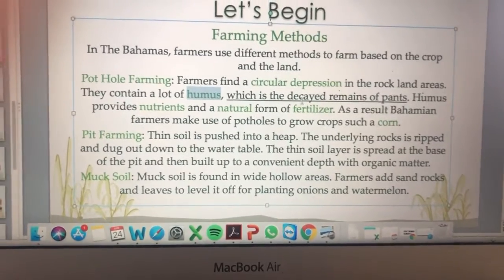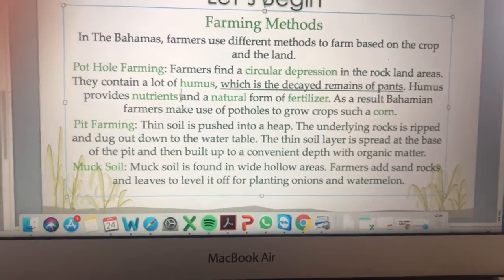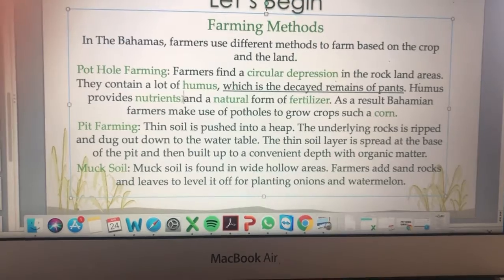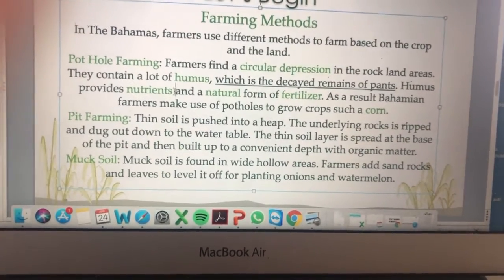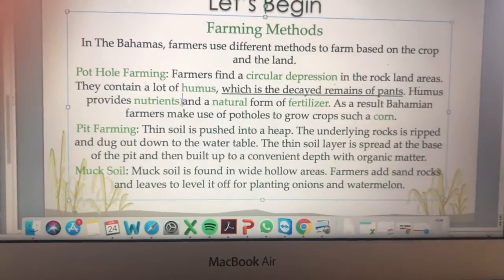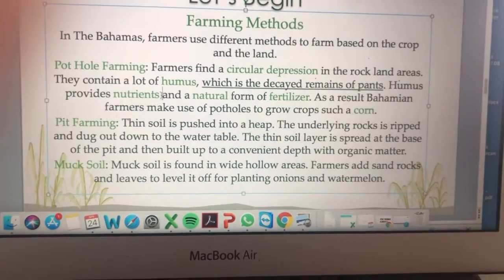But it's so important, this humus, because it provides nutrients, and it's kind of a natural fertilizer, okay? So it helps increase yield to be able to make more, okay?